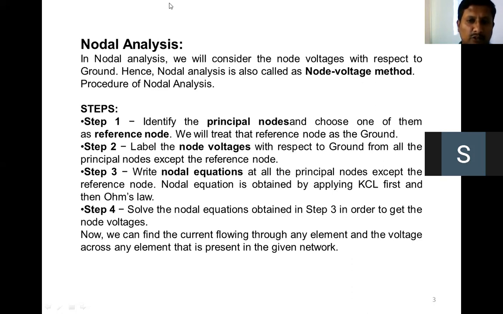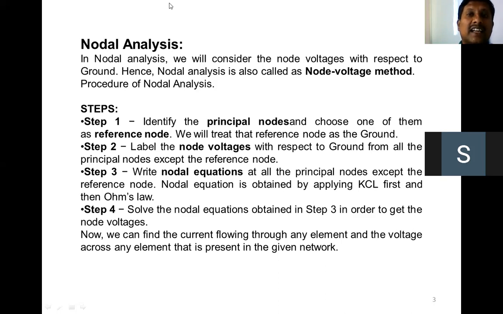In step number 4, you have to solve the equations you got in step number 3. All are linear equations. You can take the help of a scientific calculator and find the unknowns, that is, the values of the node voltages V1, V2, V3, etc. And once you complete these 4 steps, the 5th step is what?